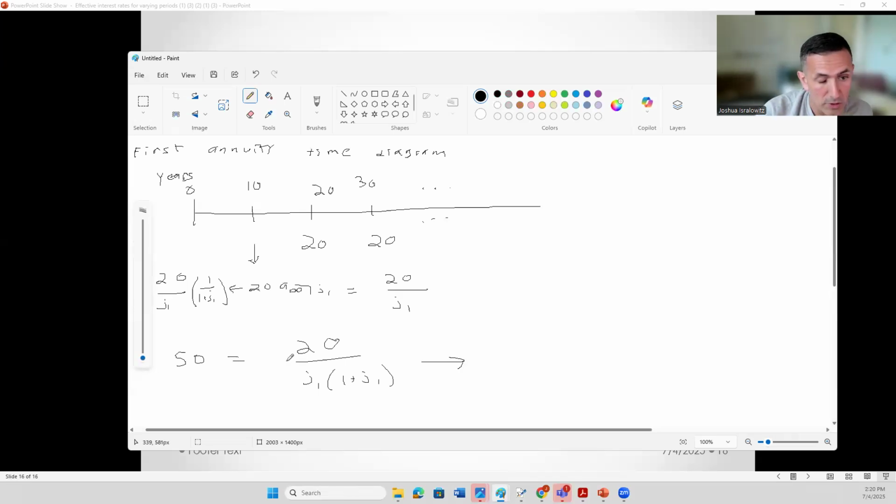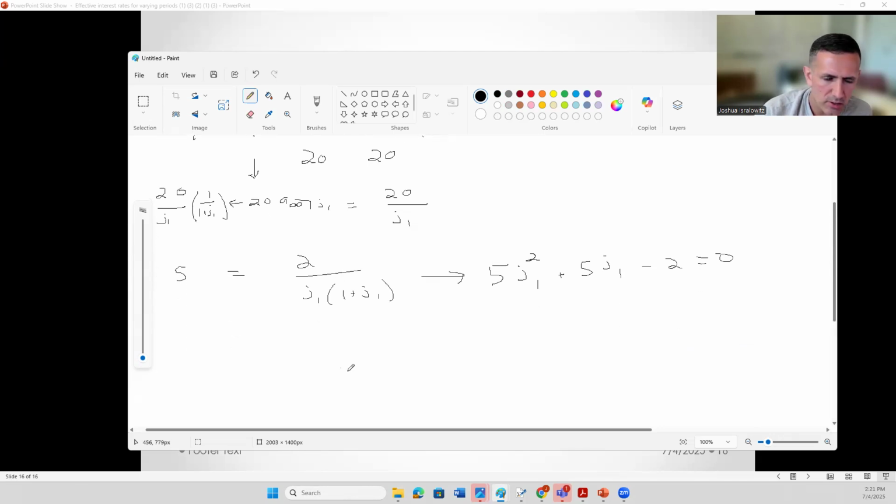So I would probably first divide everything by 10, makes life a lot easier. So it's 5 and 2. All right, so that means I'm going to distribute. It's J1 plus J1 squared. So 5 just looks a little nicer. J1 squared plus 5J1, and then subtract 2. This is 0. A very, very easy algebra.